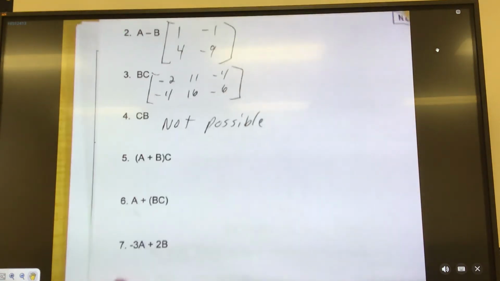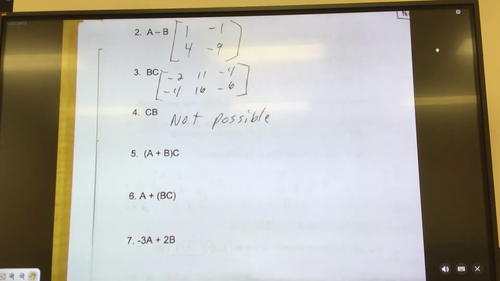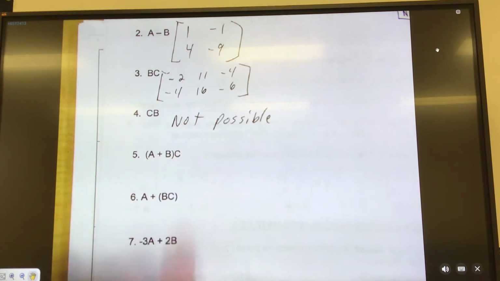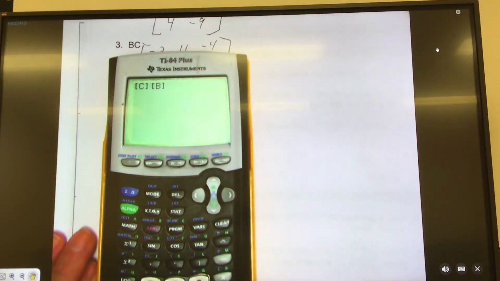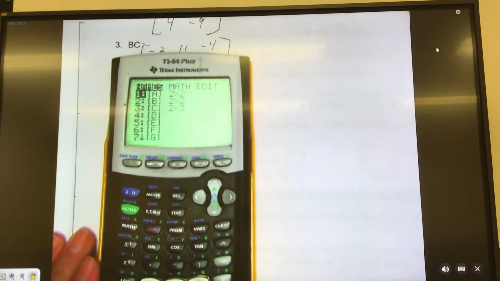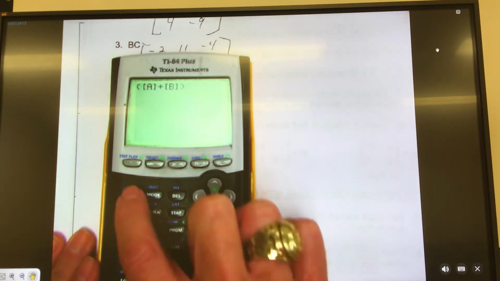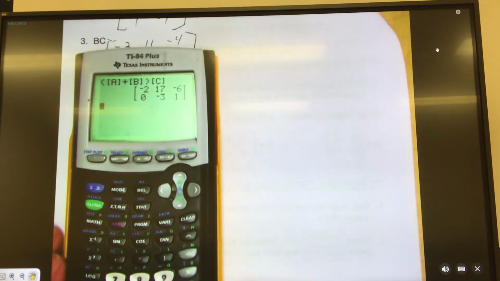Okay, moving on. Our calculator knows order of operations, so if I use parentheses and do matrix A plus matrix B, it'll add those together and then multiply them times matrix C. So I take my calculator, and my parentheses are above my 8 and my 9 keys, so I'm going to go parentheses, clear off the other stuff, parentheses, and then we had matrix A, so second matrix, number 1 for matrix A, plus second matrix, number 2 for B, close parentheses, second matrix, number 3, so that's A plus B times C, hit enter, and it gives me my solution for that as well.